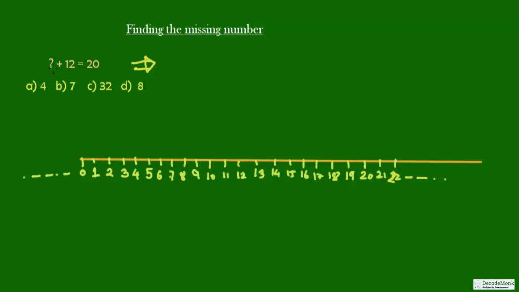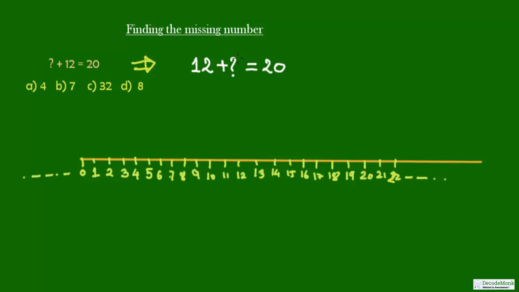You are given question mark plus 12 equals 20 and you are given 4 options and you have to test which fits into this particular question mark. Rewriting this equation, question mark plus 12 equals 20, as 12 plus question mark equaling 20. I have just interchanged the order of the numbers across the addition sign.